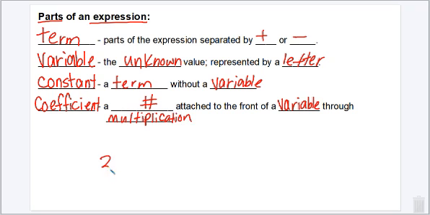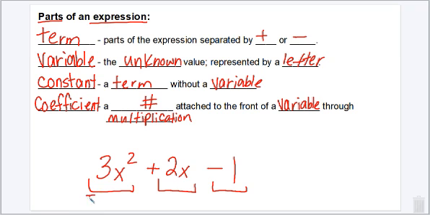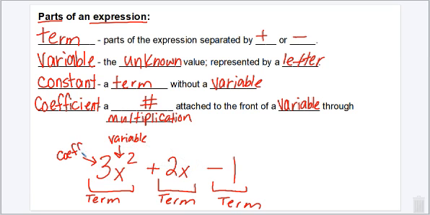So what that means basically is if you had something like 3x squared plus 2x minus 1, that's an expression. Each of these is a term because those are the sections separated by the addition or subtraction. This, the x, is a variable. So that's a variable, and so is this one. The 3 and the 2 are both coefficients because they're both attached to the front of the variable through multiplication. And the number by itself that has no variable is called the constant.